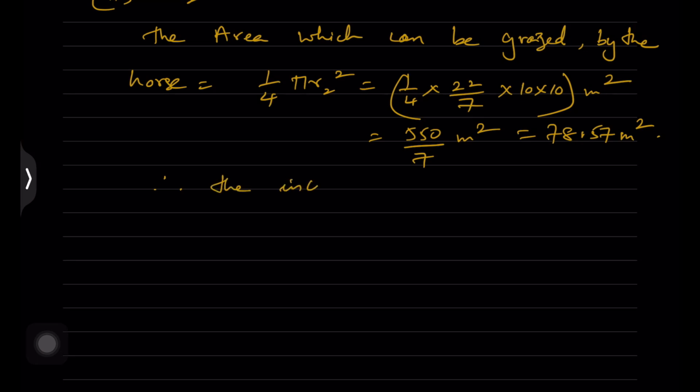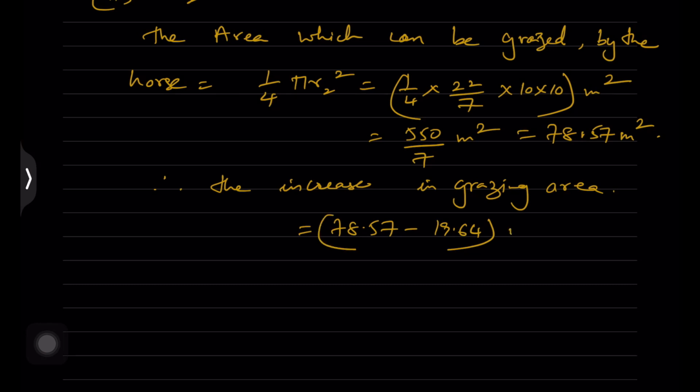So therefore the increase in grazing area is equal to 78.57 minus 19.64 meter square, which is equal to 58.93 meter square. So now going to the next problem, the ninth one.